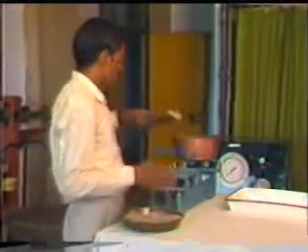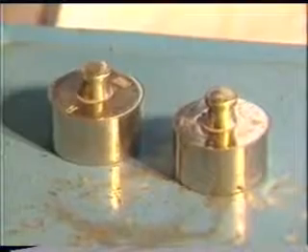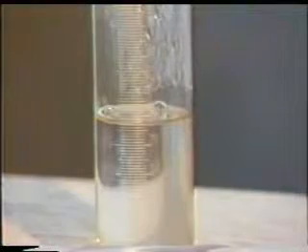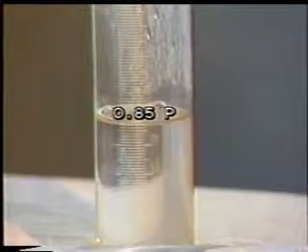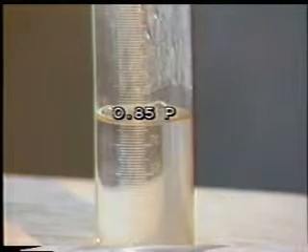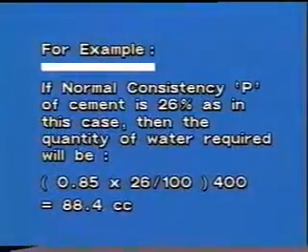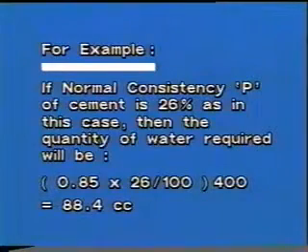Take 400 grams of cement and place it in the enamel tray. Measure the quantity of water at the rate of 0.85 P times the weight of cement. For example, if normal consistency P of cement is 26%, as in this case, then the quantity of water required will be 0.85 multiplied by 26 divided by 100 multiplied by 400, which is equal to 88.4 cc.